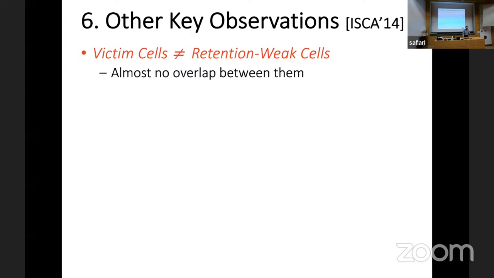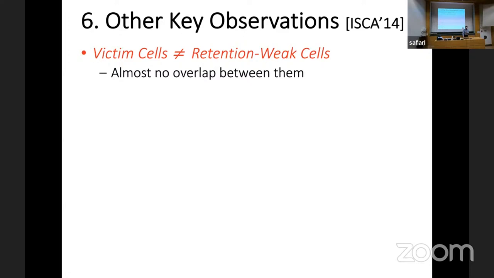But it turns out retention time and RowHammer are two different failure mechanisms. There is not a lot of overlap between the cells that lose charge just because they sit around and lose charge, right? There's a charge leakage mechanism that happens in DRAM. Charge leaks from the resistance-capacitance path from the capacitor through the access transistor. That's a mechanism for failure. These are called retention weak cells that are more vulnerable to this failure. But RowHammer victim cells, there's not much overlap between them, essentially, according to our studies. I think some of these studies should be repeated today, potentially. But these are two different failure mechanisms.